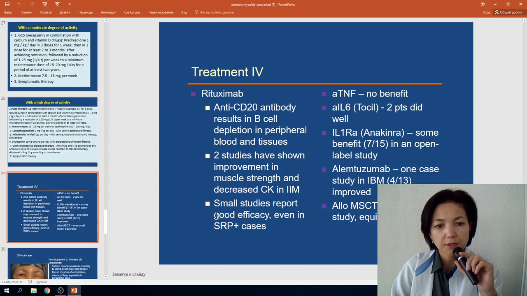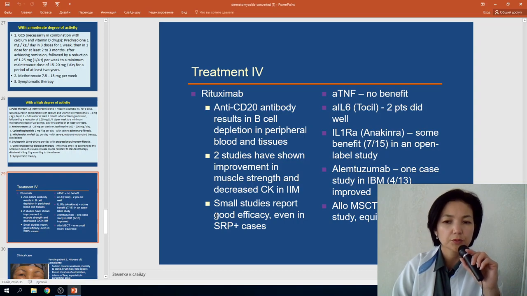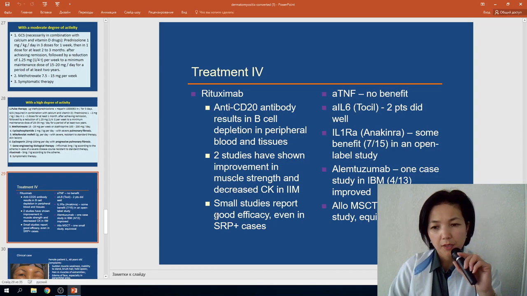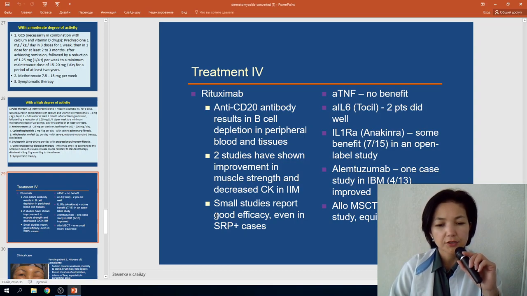Here is presented treatment by rituximab. It's a very good drug because it has anti-CD20 effect, and with the anti-CD20 effect we have inhibition of TNF, tumor necrosis factor. Two studies have shown improvement in muscle strength and decreased creatine kinase, and it has good efficiency even in very severe cases.